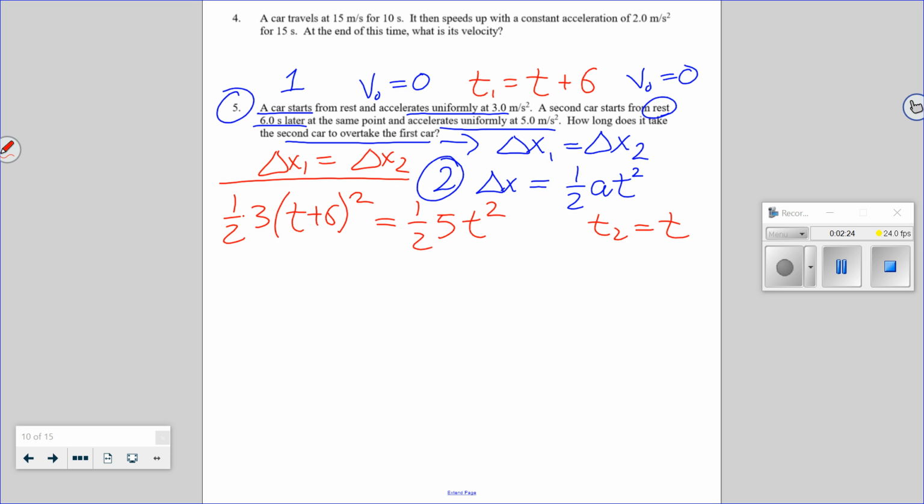Okay, well, I don't like those halves on there. You could FOIL that t plus 6, distribute the 3, and combine like terms and see if it factors, see what happens. Okay, but I have a more clever trick. I'm going to divide the 3 onto the other side, so you get 5/3 over there. t plus 6, still squared, equals 5/3 times t squared. And I'm going to take the square root of both sides.